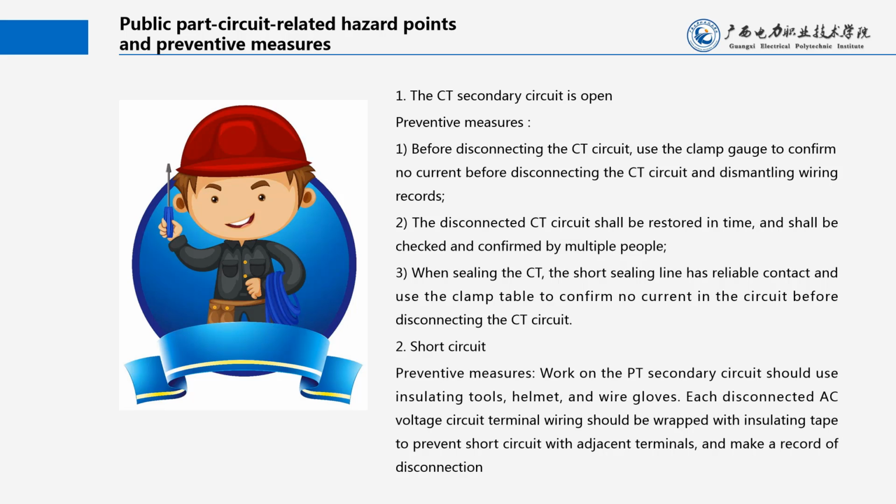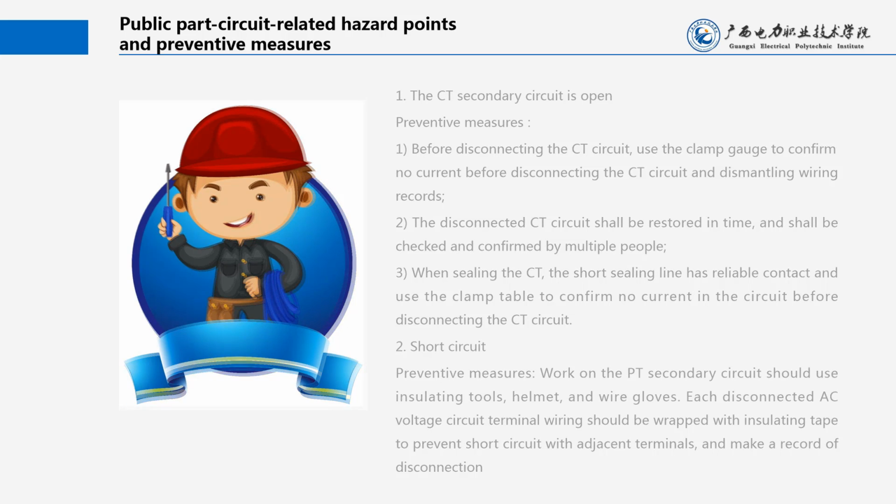2. Short circuit. Preventive measures: work on the PT secondary circuit should use insulating tools, helmet, and wire gloves. Each disconnected AC voltage circuit terminal wiring should be wrapped with insulating tape to prevent short circuit with adjacent terminals, and make a record of disconnection.